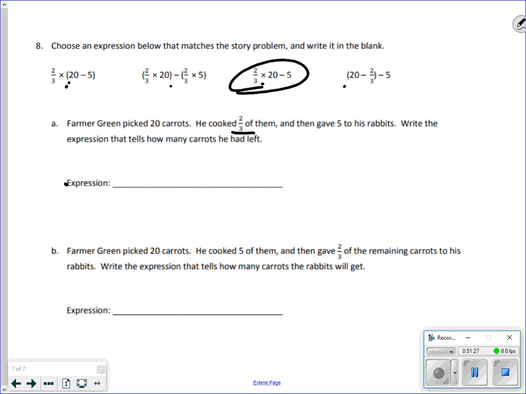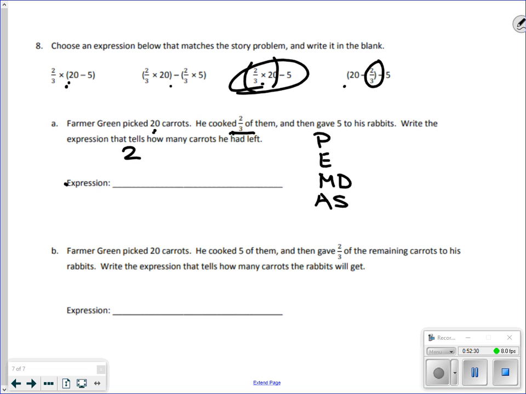If you're doing your order of operations, parentheses, exponents, multiply, divide, add, subtract, I would do 2/3 of 20 first. Then I would subtract 5. He took 2/3 of the 20, then gave away 5 of the carrots. If you're subtracting 2/3, you're taking away 2/3 of 1 carrot. A fraction of means to do what? Multiply. You guys subtracted 2/3.